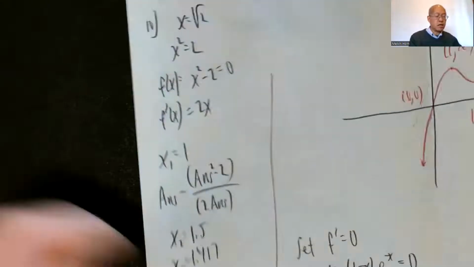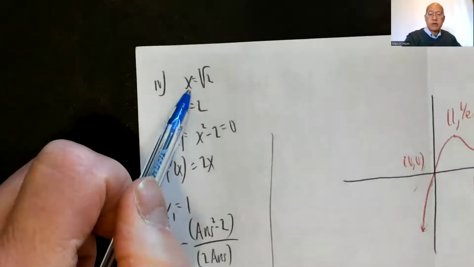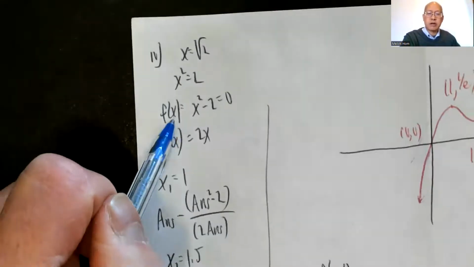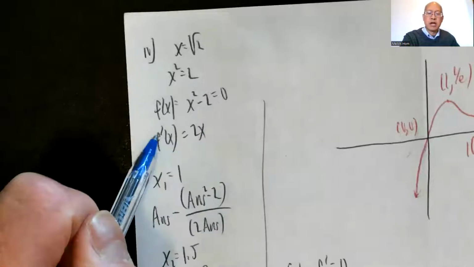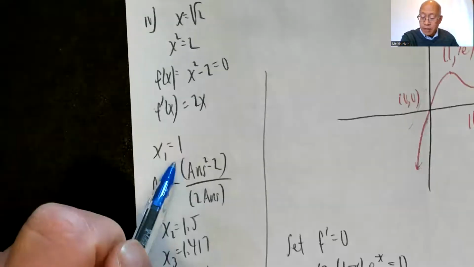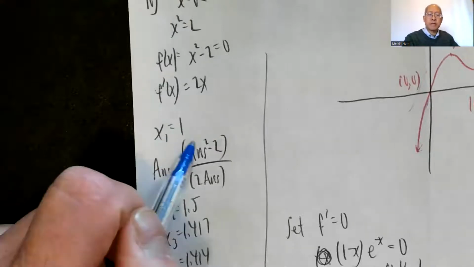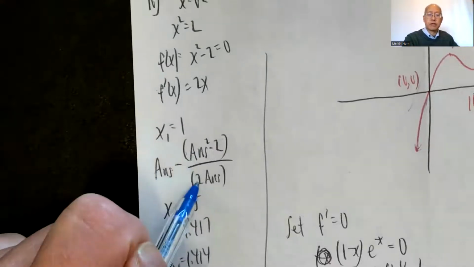And finally 10, Newton's method of approximation. I have x equals radical 2, square both sides, set this equal to 0. So the function that I'm trying to solve is x squared minus 2 equals 0. f prime of x is 2x. They tell me the first guess is 1, so I plug in 1. And then take the answer minus derivative over original.